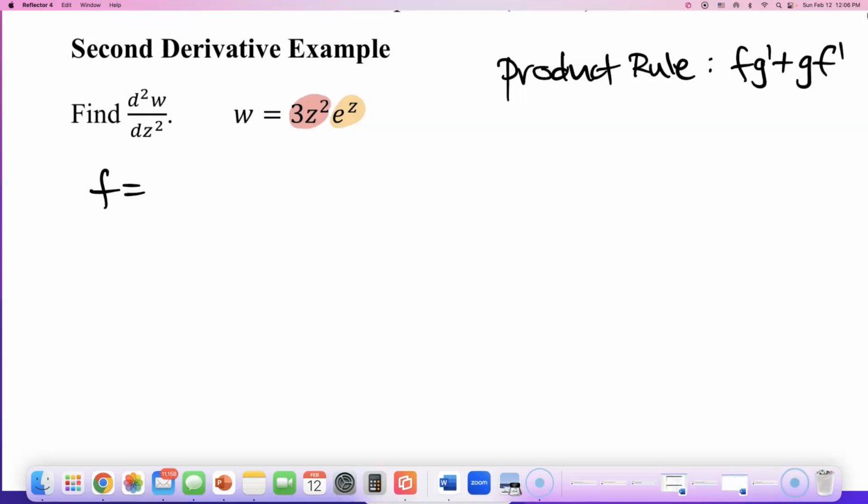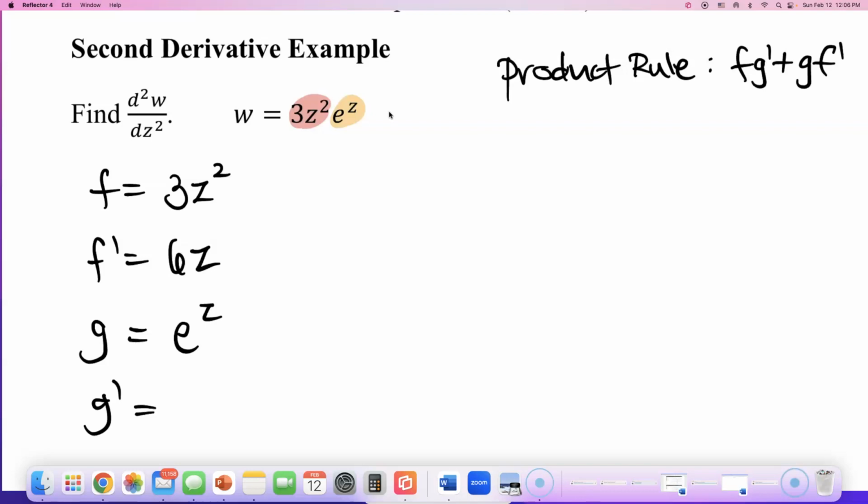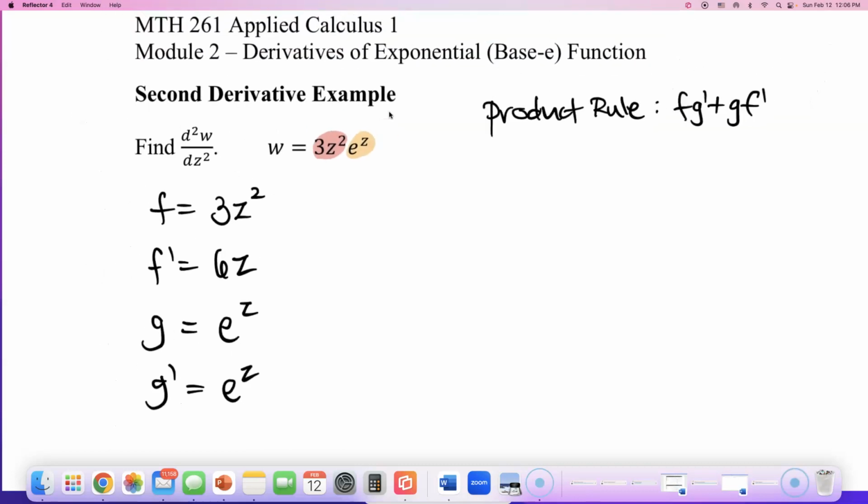Let me call f to be 3z squared. I guess you can factor out the 3 to the front, but I'll just go ahead and use 3z squared. F prime is 6z. G is e to the z power. Well, then the derivative of that is going to be just e to the z power. Okay, so I got my 4 pieces labeled. I am about to do the product rule.